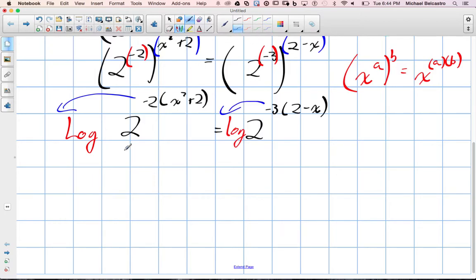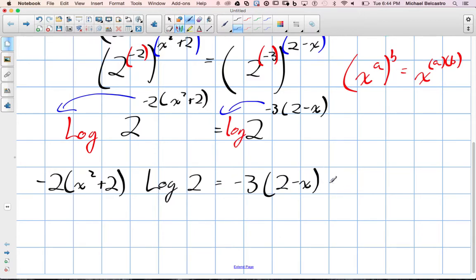Okay, so I'm going to write this out. And normally you can, like I said, skip this step by just canceling the base 2, but I just want to show you what they're actually doing. We have negative 2 times x squared plus 2, and then we have log base 10 of 2, is equal to negative 3 times 2 minus x, and then log base 10 again of 2.